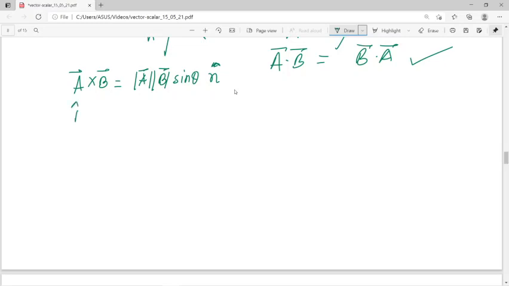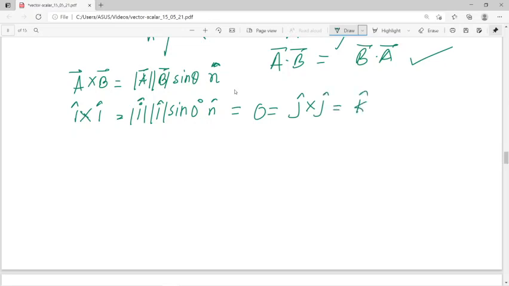So if we now find I cross I, what will happen? The angle between I and I is 0. That means this is the magnitude of I, and the angle is 0 degree. Sine 0 means 0, so it is 0. That is the reverse of the dot product. That means J cross J is also 0, and K cross K is also 0.